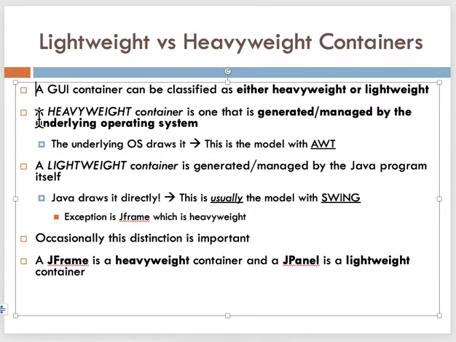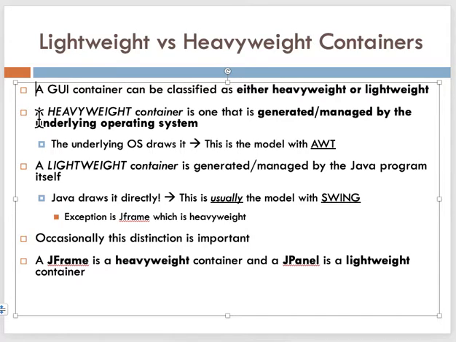And so the solution they came up with is let's just send the instruction to the underlying operating system and let the operating system determine how it should be drawn and what should be done with it. So this is the heavyweight model. It relies on the operating system to do all of the heavy lifting. But then it turned out that the way that a Macintosh rendered a window was very different from the way that a Windows machine or a Linux box represented a window.